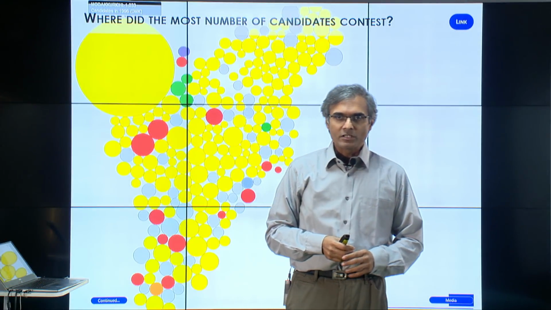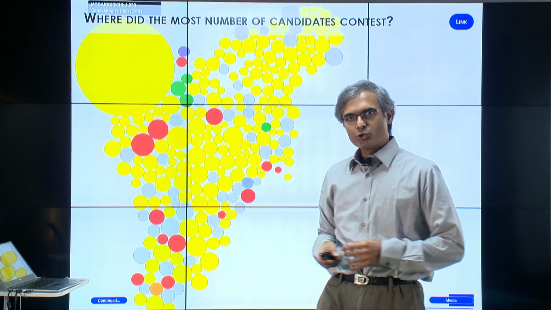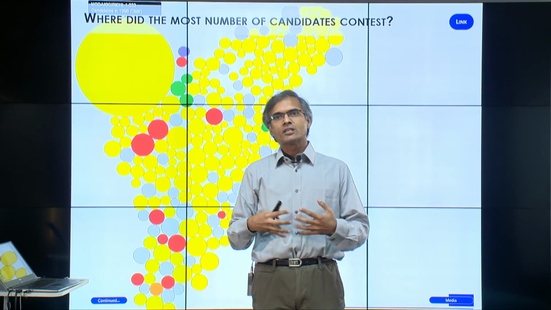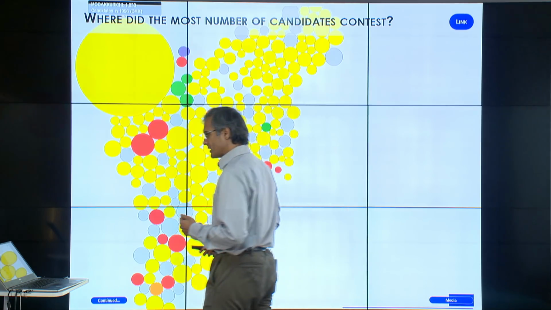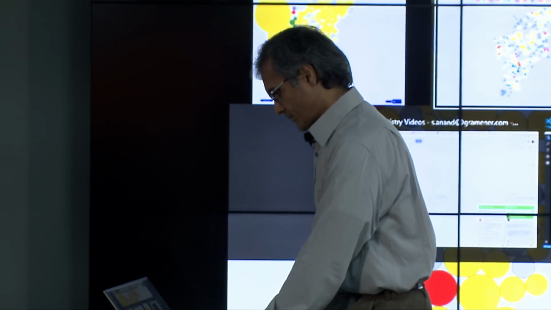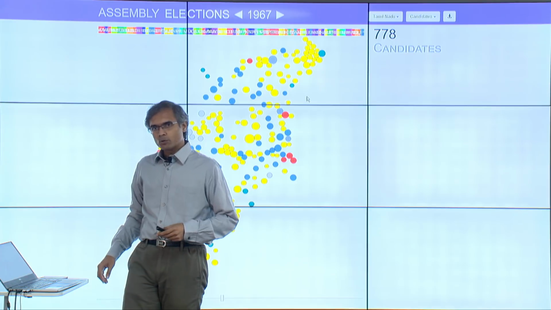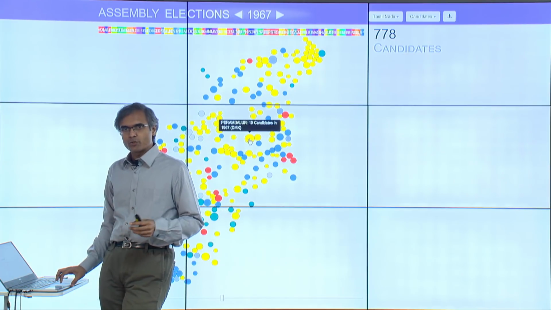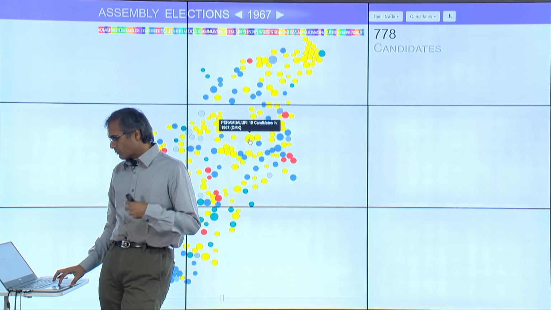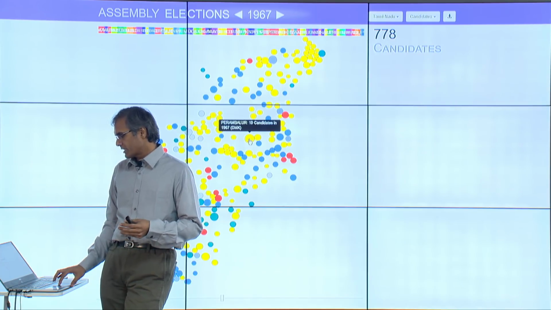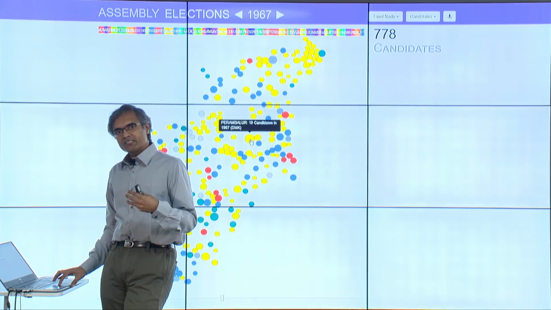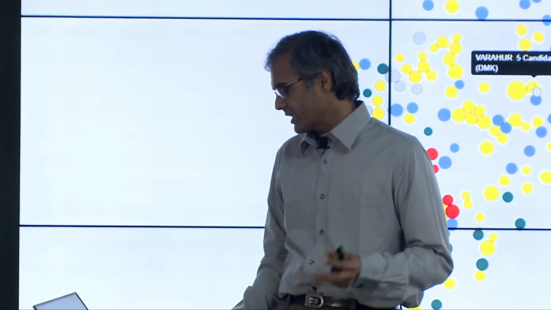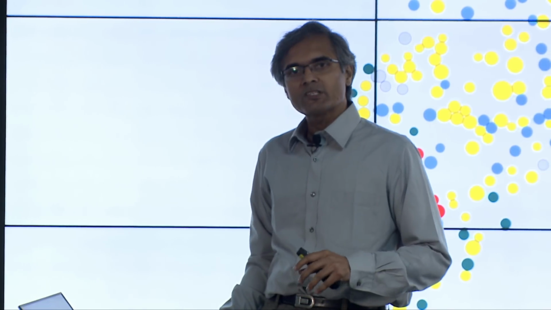Let's take another example. This is actually from the same election data that I showed you a short while ago. The question that we were looking at was, where do people stand for elections? How many people contest in each constituency? And when we were looking at this data, what we found was pretty interesting. In the assembly elections in Tamil Nadu in 1967, this is a map that shows the number of candidates that stood for election in each constituency. The size of the circle represents the number of candidates. So, for example, in Perambalur, there were 10 candidates that stood for election, and that is therefore a slightly larger circle than the neighboring Varahur, where there were only 5 candidates. The color represents which party won.